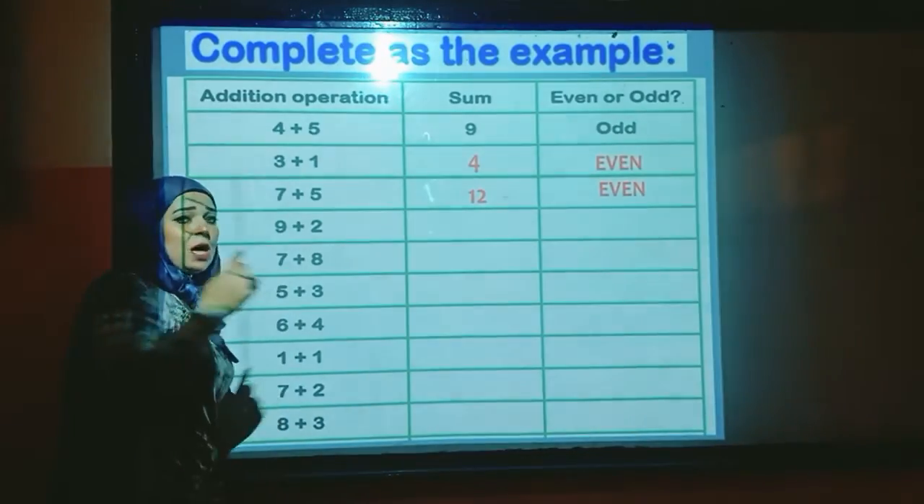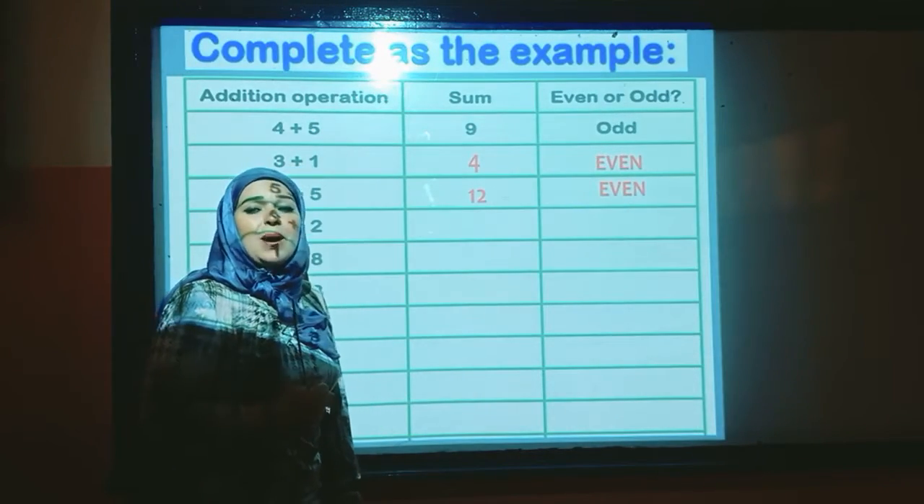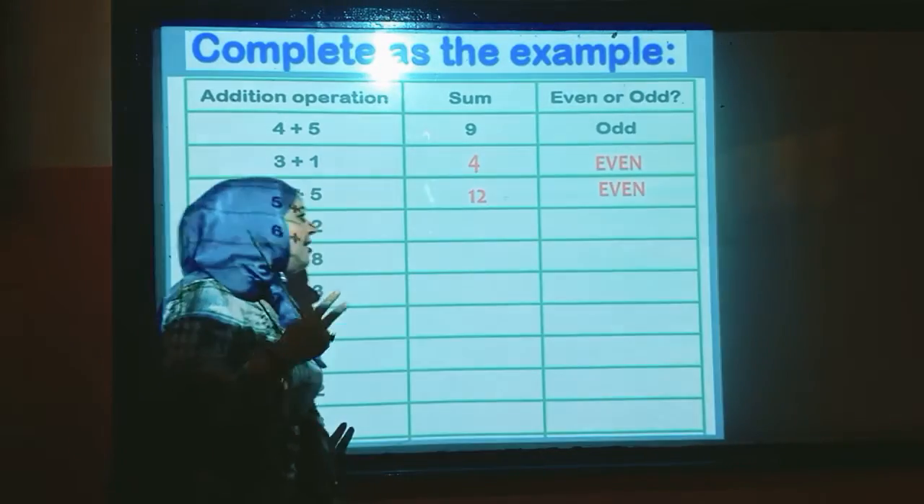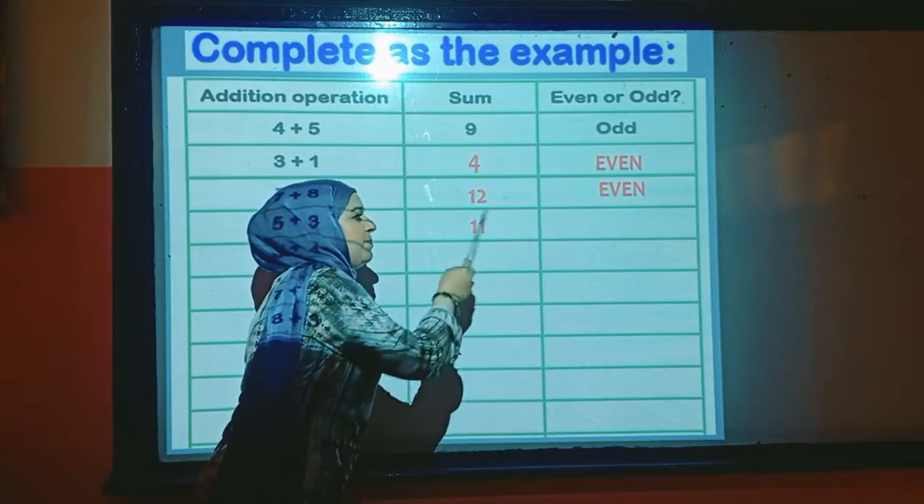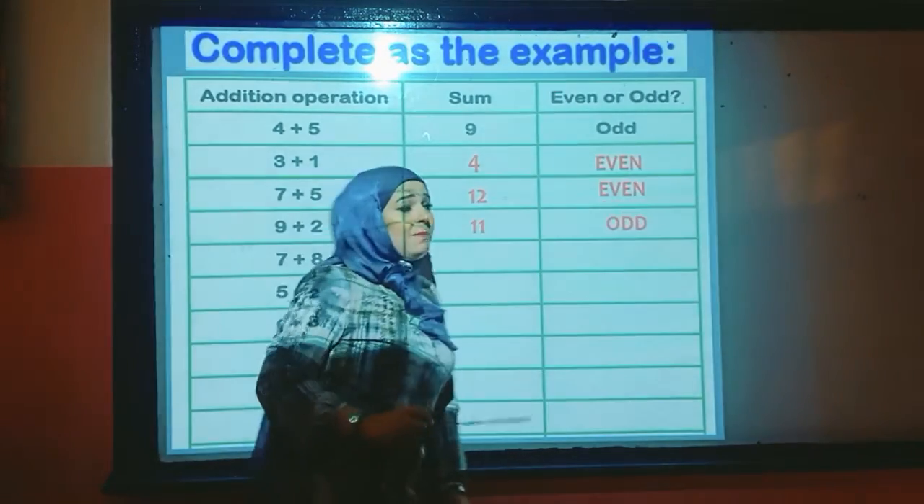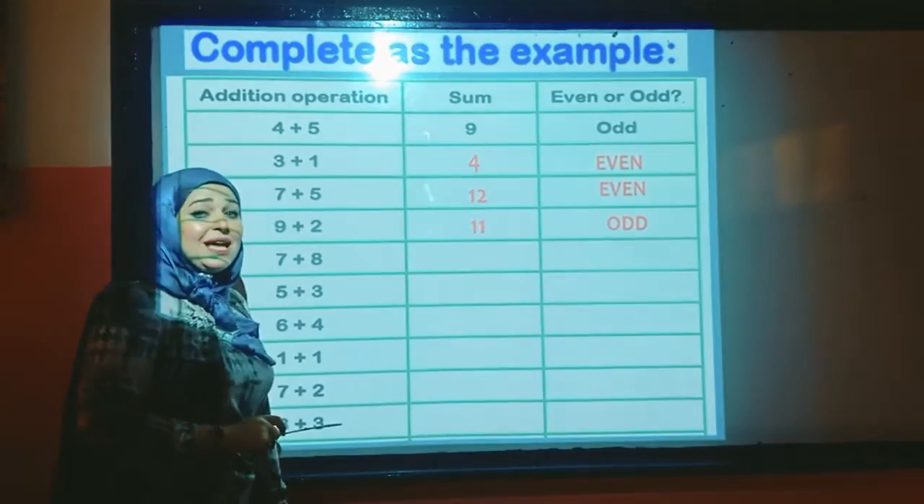I got number 9 on my mind and number 2 on my finger. What is after number 9? 10, 11. Yeah, number 11, number 1 in one place. Even or odd? Yeah, odd number. Excellent. I have number 7 plus number 8.